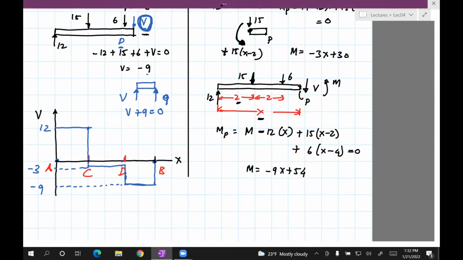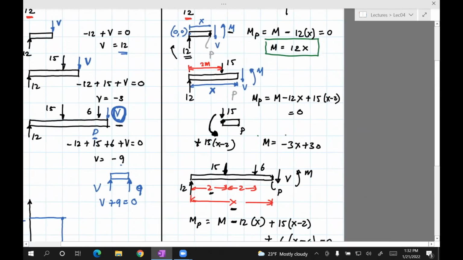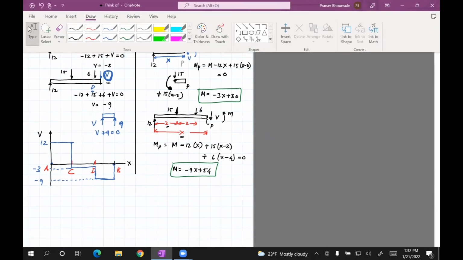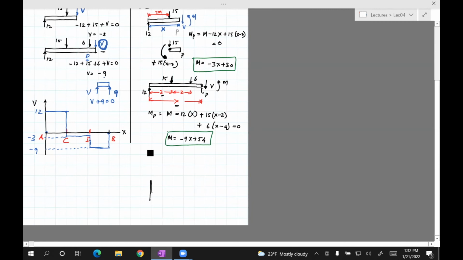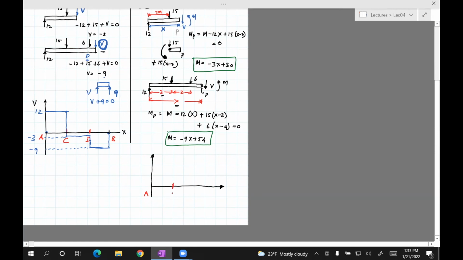So let me box all the equations which we have so far, because those will be used. So we have this equation, and this equation. Okay, so now based on these three equations, I need to draw the shear force and bending moment diagram. So all I do is draw a similar axis as before. And somewhere here, let's draw A, B, C, and D. A is here, C is here, D is somewhere here, and then B is there.